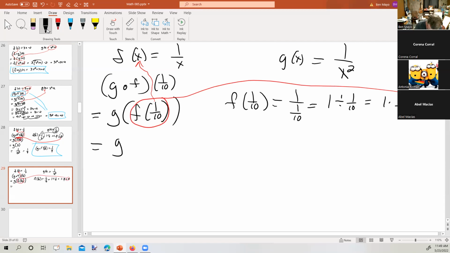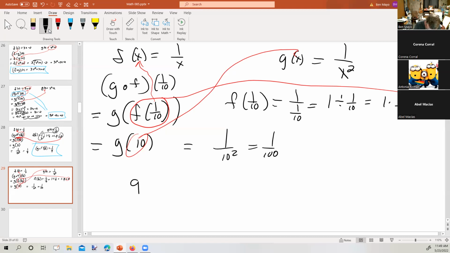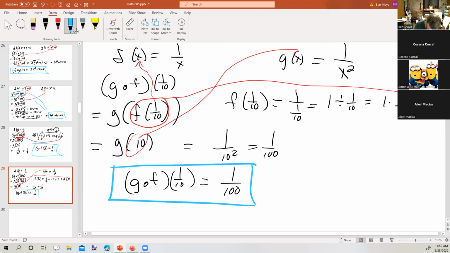So this is going to replace all of that. So our next step is g of 10. But how do I find g of 10? Well, g of 10 is 1 over 10 squared, which is 1 over 100. So g composed with f of 1/10 is 1 over 100.